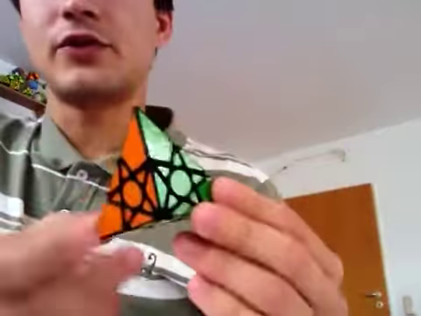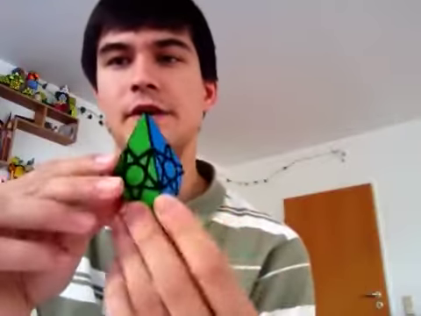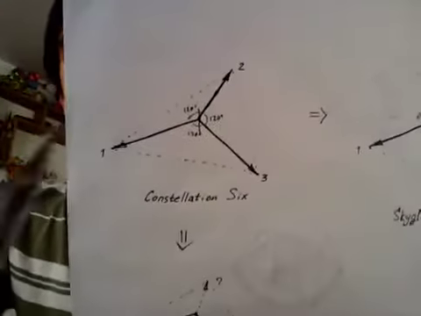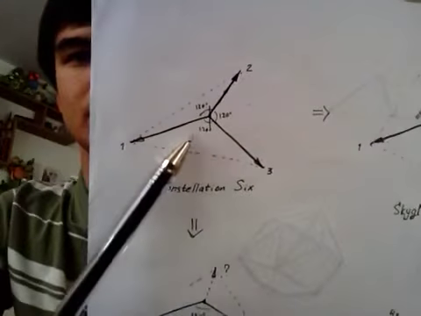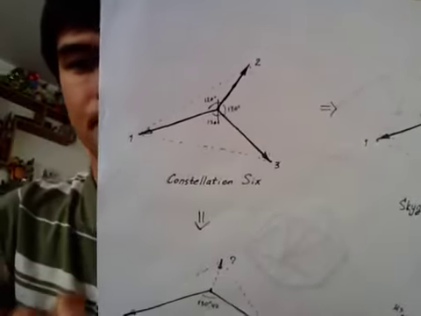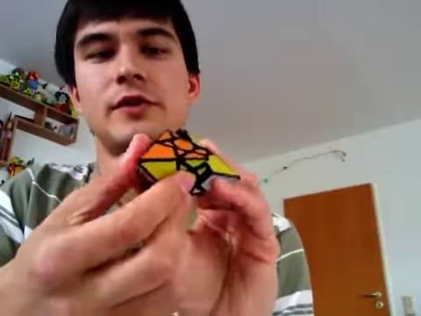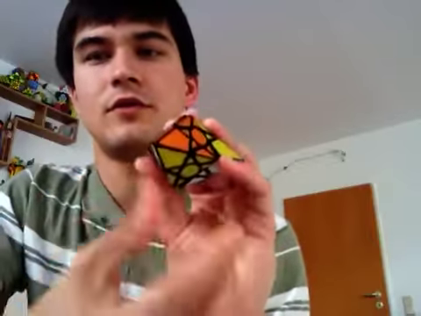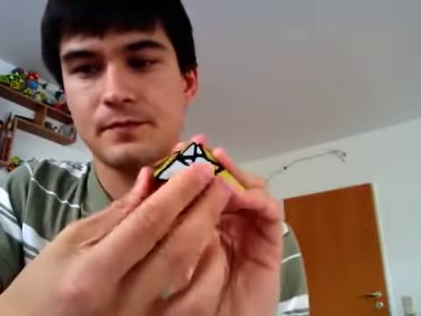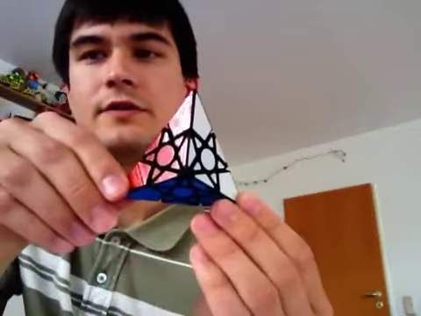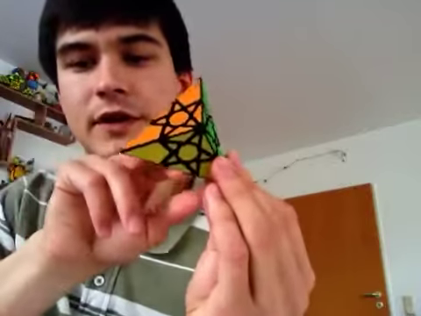Constellation 6 is a trigonal D-pyramid with 3 axes of rotation that lay in the same layer. The angle between the axes is 120 degrees. Each axis of rotation has 4 possible positions. This puzzle was called Constellation 6 because it has 6 stars on its faces.